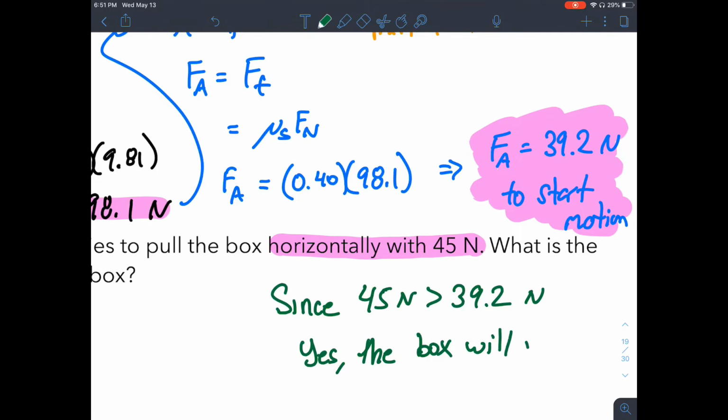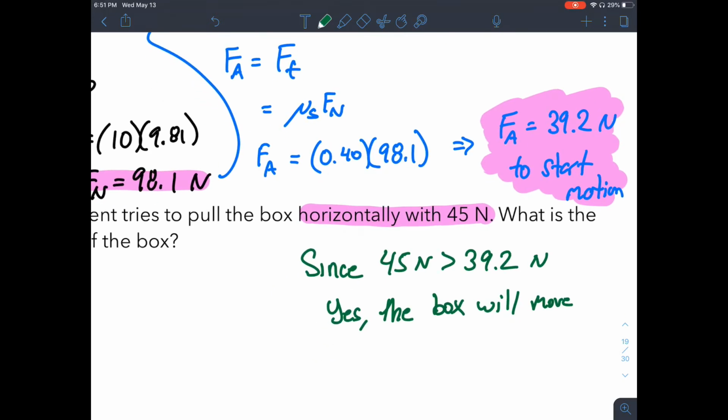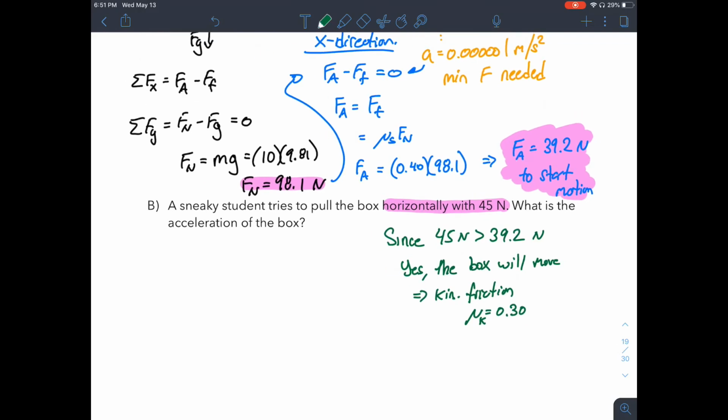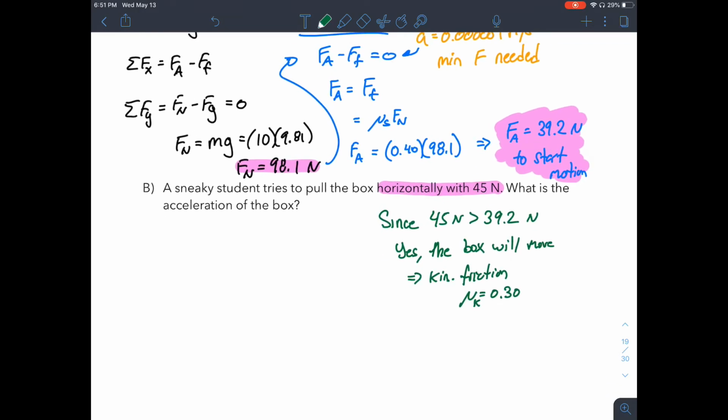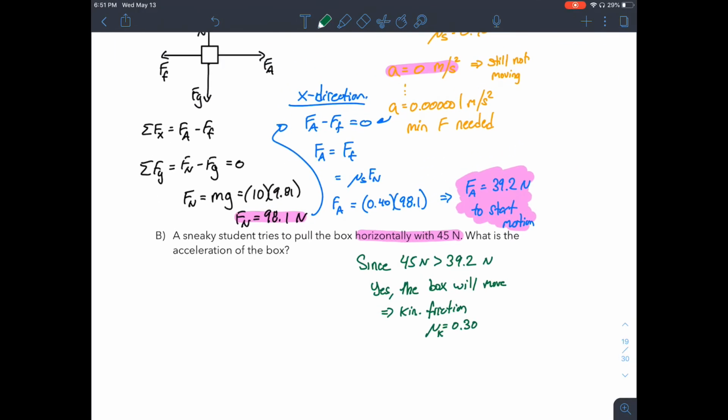Unfortunately, for me, this student will succeed in stealing the mystery box, which means we don't really care about static friction anymore. All we care about is now there's kinetic friction, right? Now there's kinetic friction. So our coefficient of friction decreases and is now 0.3, like it told us in the question. So all the stuff here is kind of exactly the same.